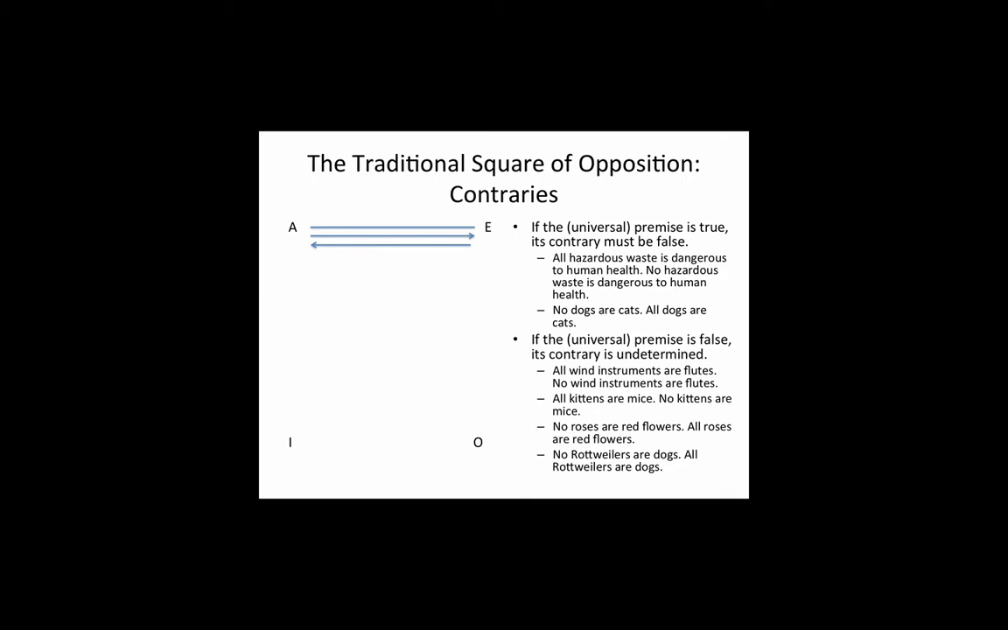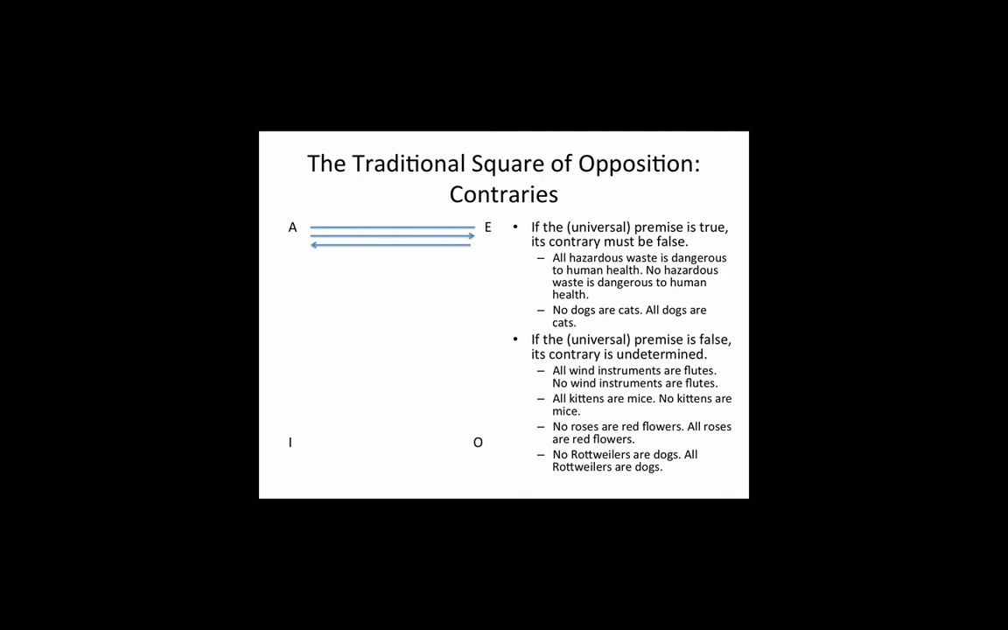So in order for us to draw an inference from a universal to its contrary, we need to know that that universal is true. So take a look at the A proposition and the second arrow that goes from A to E, the second line, which is an arrow that goes from A to E.